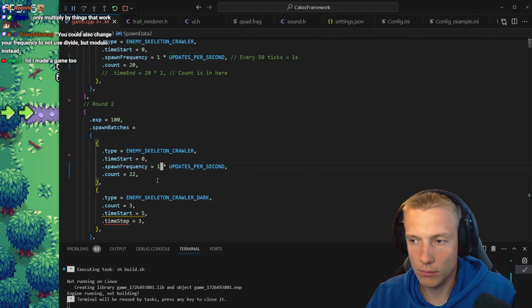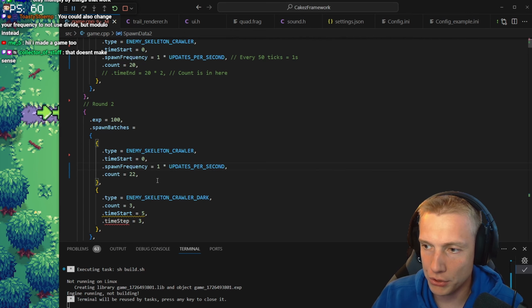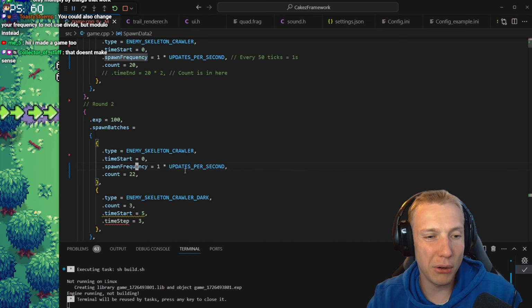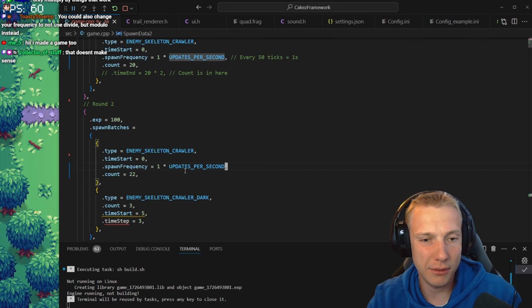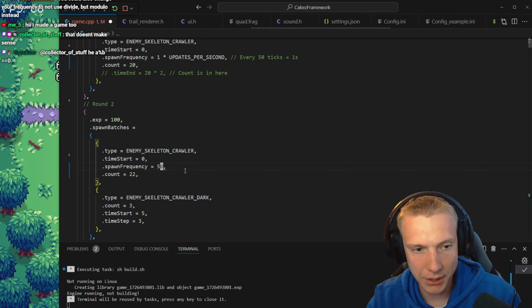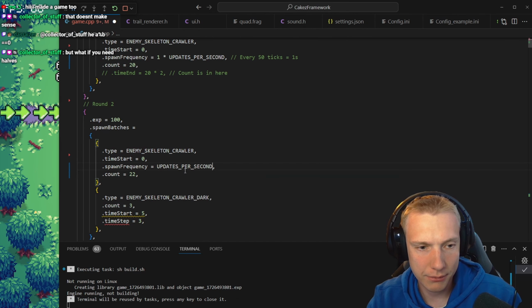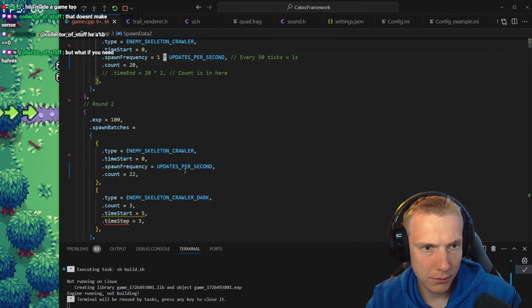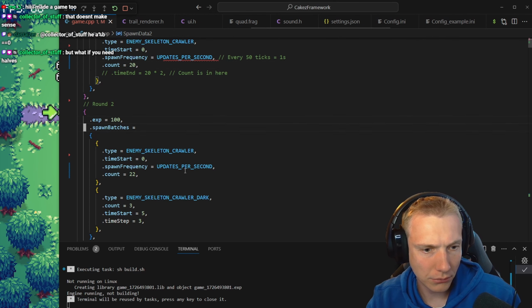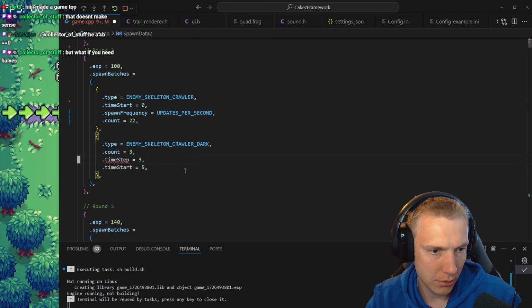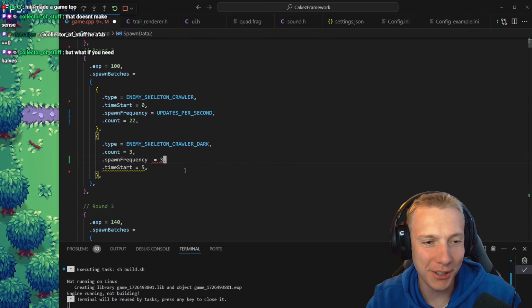Yes, you could also change your frequency to use modulo instead. That doesn't make sense. No, it does make sense. You're wrong. Now, though, I still want to probably say in ticks, right? So I guess the spawn frequency, in this case, is 50, or updates per second. Ooh, that is 3 updates per second. I love that, man. This is cool.